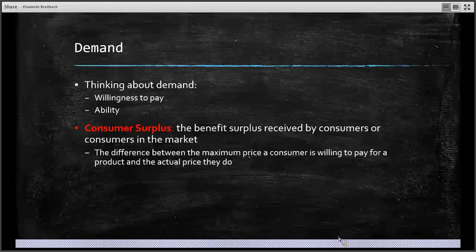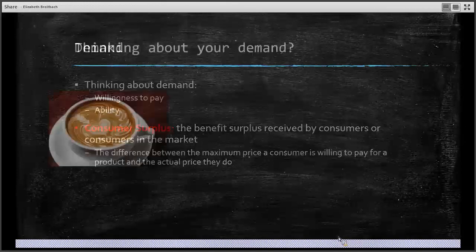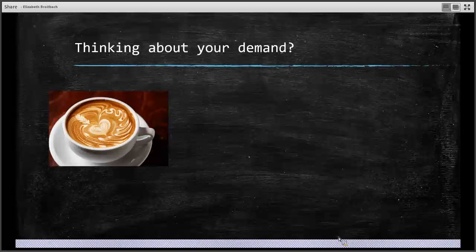So when we're looking at John, he was willing to pay $500 for that iPhone, but he only had to pay $200. And so he had consumer surplus of $300. The consumer surplus is the difference between the maximum price a consumer is willing to pay, or that willingness to pay for a product, and the actual price that they do pay. So we take the difference between that amount, and I like to call it the extra happiness, the happiness that I get from getting a good deal. That's consumer surplus.